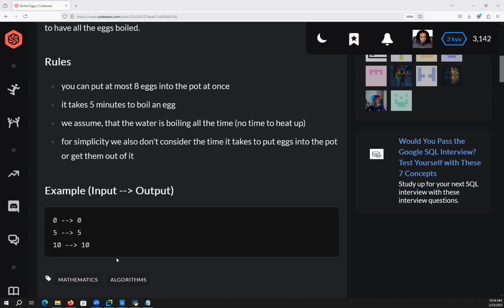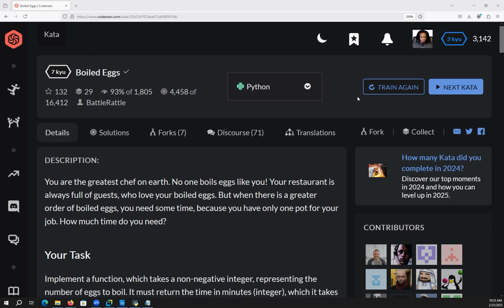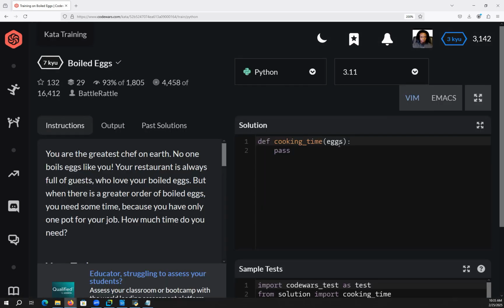So you kind of see a pattern here. If the set of eggs is larger than 8, we're going to get a set of 8, put it in there for 5 minutes, and then what's left over, we'll put in for 5 minutes, and then of course you repeat for however many sets of 8 you have. So really, sets of 8 is going to be the grouping of the pattern. So let's dive into the creation of this code. You can have at most a maximum of 8 eggs per set and boil those for 5 minutes.